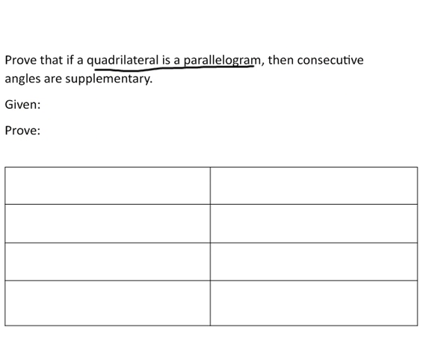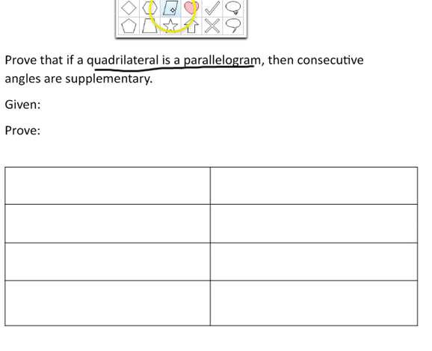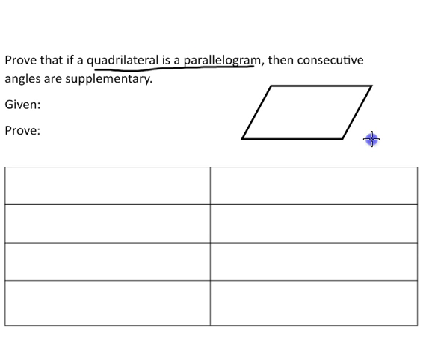Now let's start out by drawing a parallelogram so that we have a picture to work with. And what we want to do is label all the sides with lines. We're going to call this line M and this line N, and then this line is going to be T and this line is going to be R. So we know M is parallel to N because it's a parallelogram, and we know R is parallel to T by definition of a parallelogram.